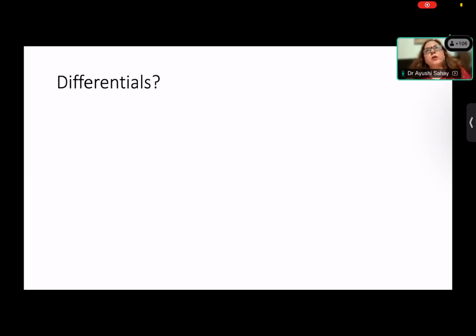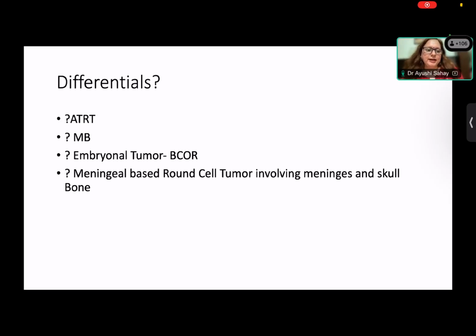Okay. Maybe, but there is no pattern as such. There is no perivascular glial matrix, so maybe not high on the list. So actually, I did keep a differential of a classic type of medulloblastoma. I also kept a differential of a CNS embryonal tumor, because sometimes they can show a variety of morphology with just back-to-back sheets of round cells.